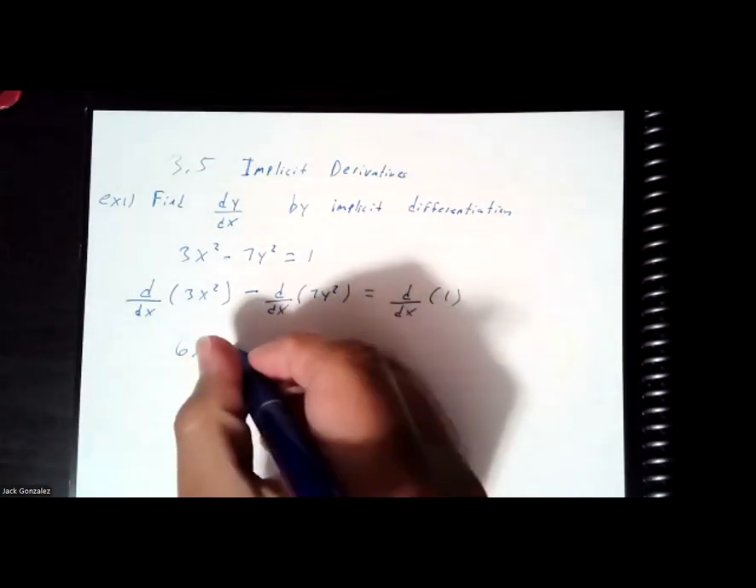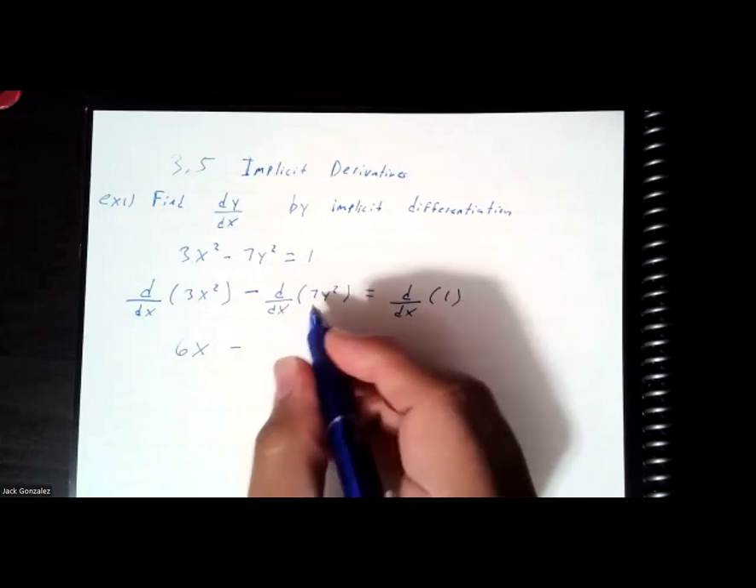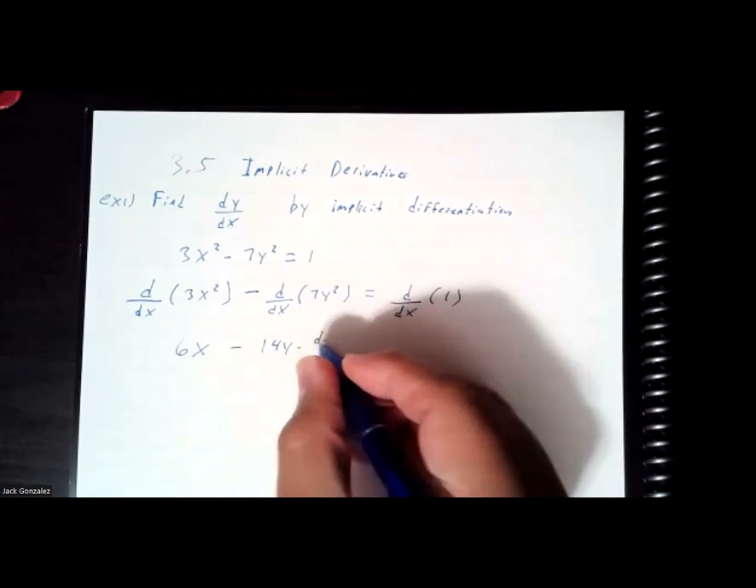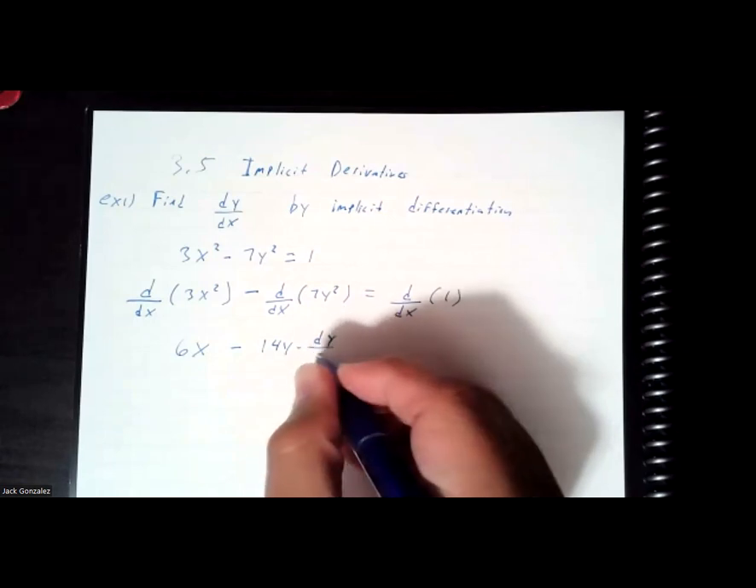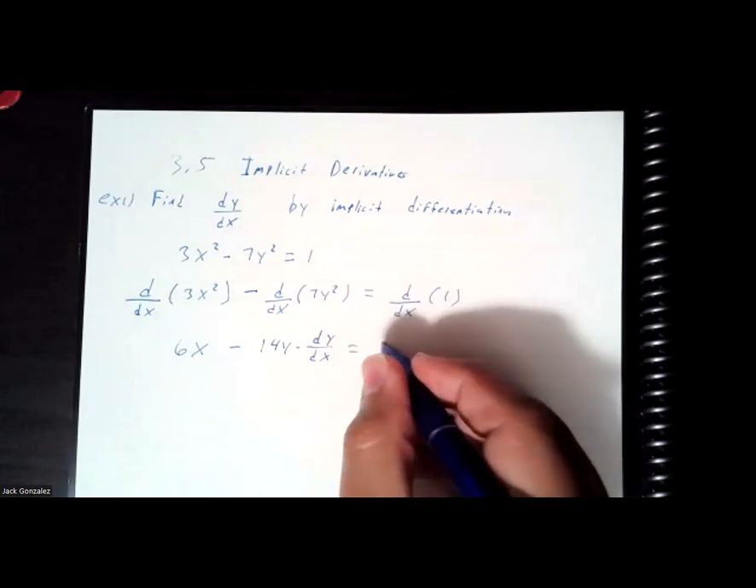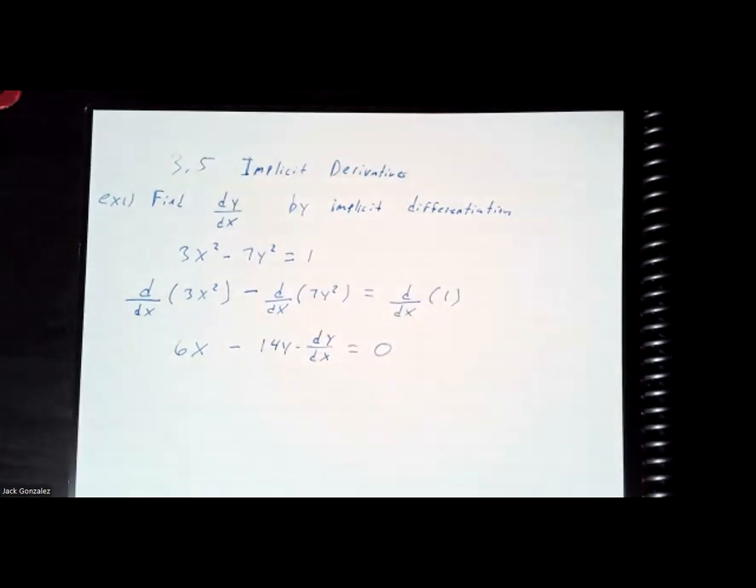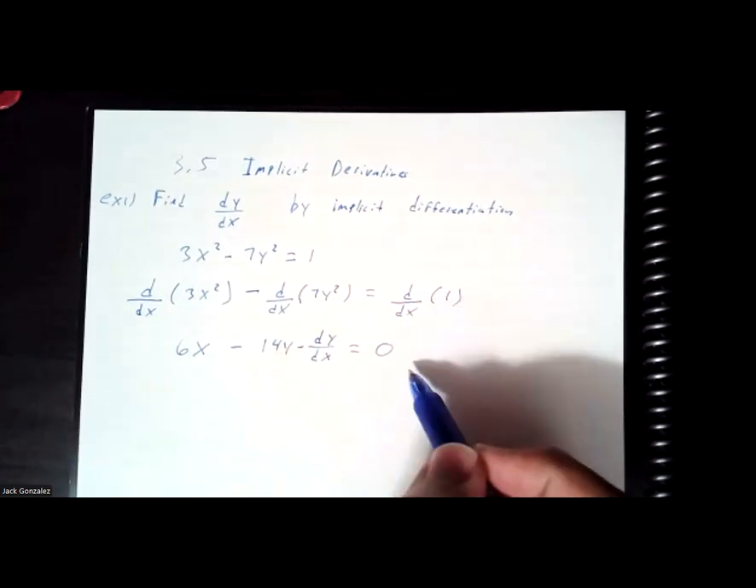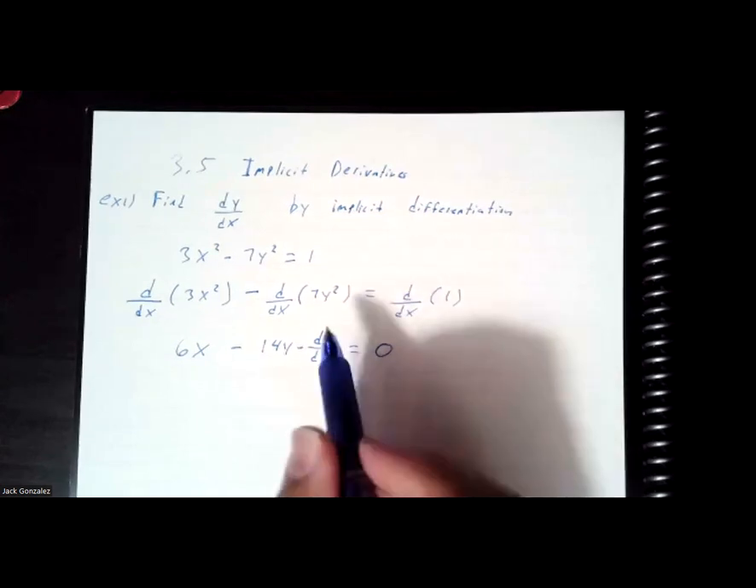Now this, it will be similar. It will be 14y, but you're going to tack on kind of like a chain rule. It'll be dy dx equal to 0. Okay. Why is it equal to 0? Well, the derivative of 1 is 0. Okay. Yeah, that makes sense.